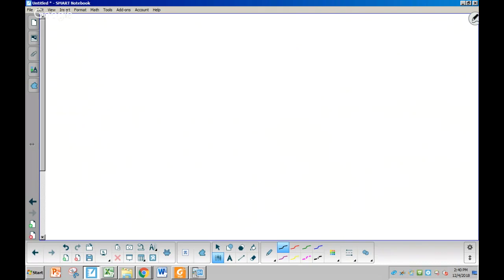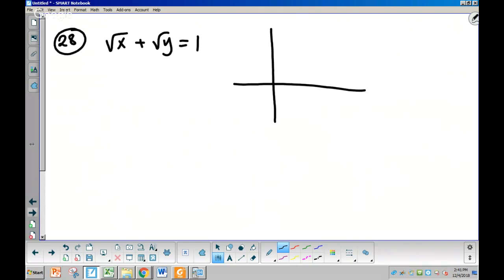I do want to show you one. I'll put all of my notes online, but I do want to show you one, and it's number 28 from the book, which is root x plus root y equals 1. This will take a lot. So what happens when x is 0? Y has to be 1. And when y is 0, x is 1.